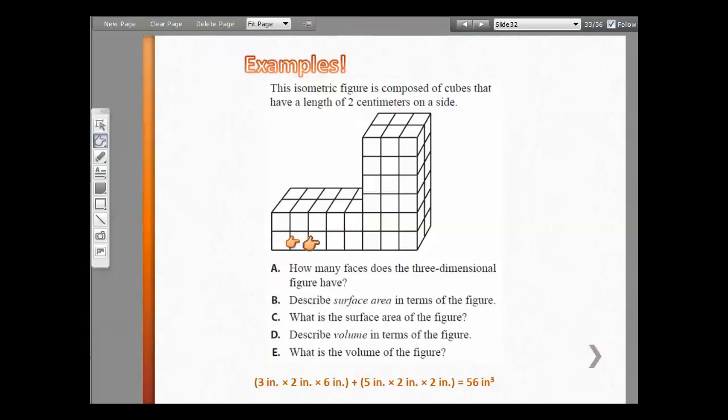Because I have 1, 2, 3, 4, 5. That represents this 5 right here. I've got 2 tall and then 2 wide. That represents that 2 and 2. Over here, I've got 3 centimeters, 1, 2, 3, and then I've got 2 deep, 1, 2, and then 6 tall, 2, 3, 4, 5, 6. That's the height. Anyway, when I multiply those two groups in parentheses and add them together, I'm going to get 56 centimeters cubed.